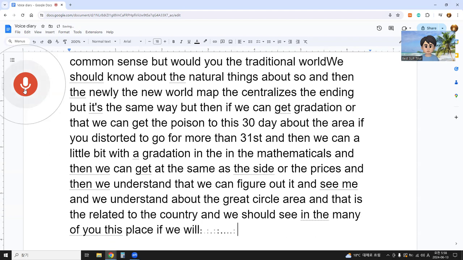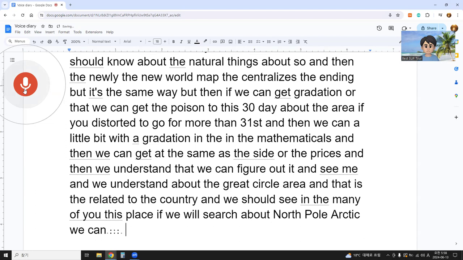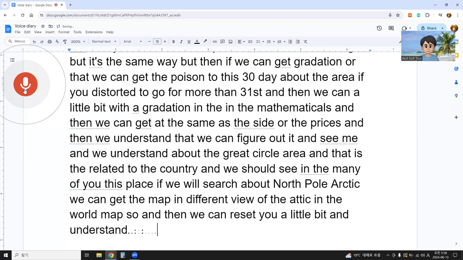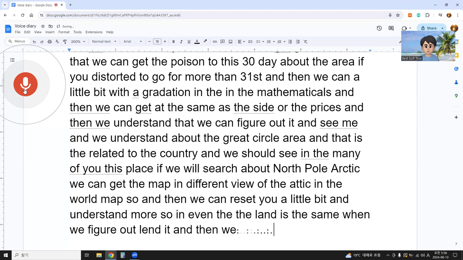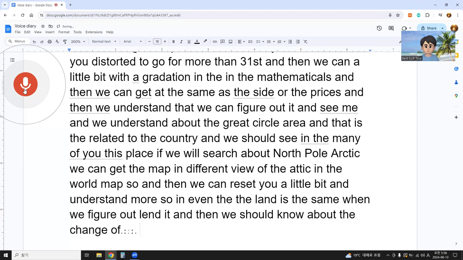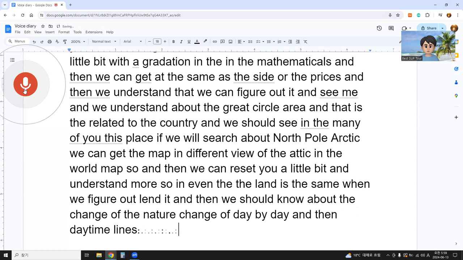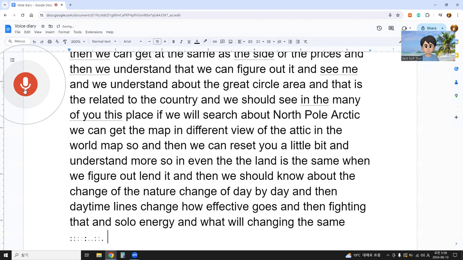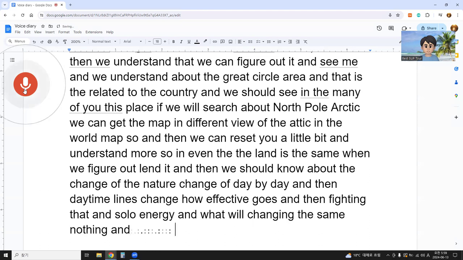If we research the North Pole and the Arctic, we can get the map and a different view of the Arctic in the world map. So we can research it a little bit and understand more. Even if the land is the same, we should know about the change of nature, the change day by day, the change in daytime length, how effective it is, and then solar energy, what will change, the same or not the same, in different years.